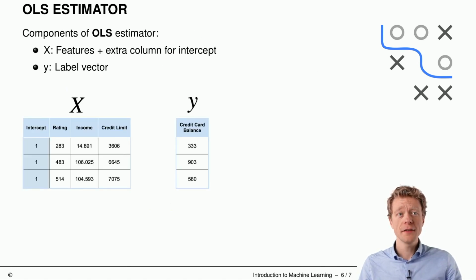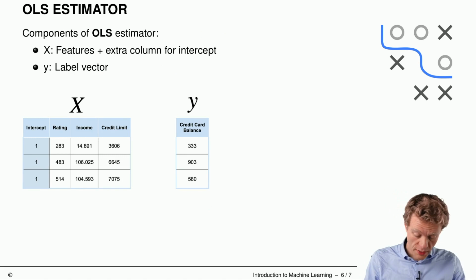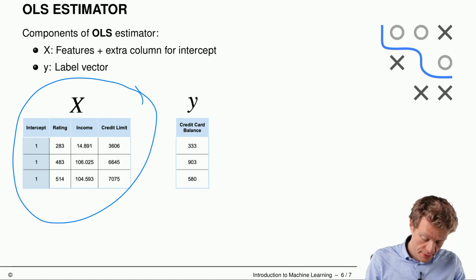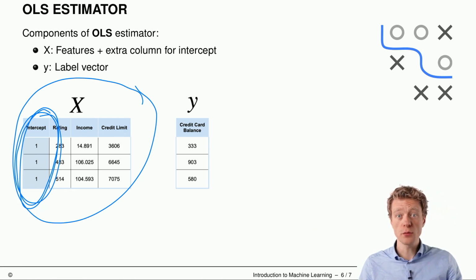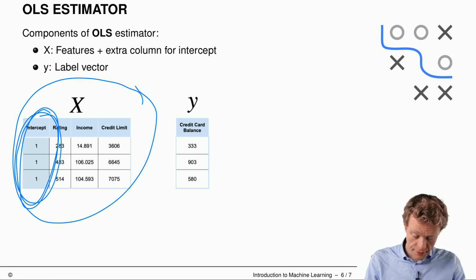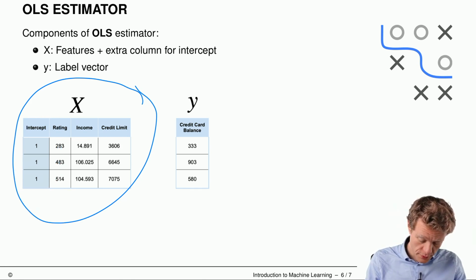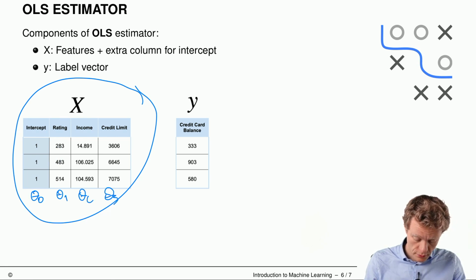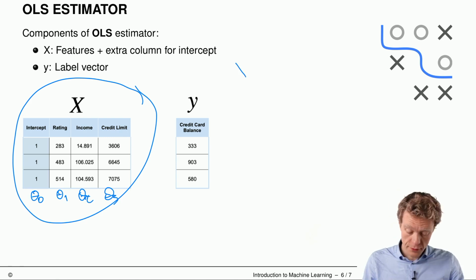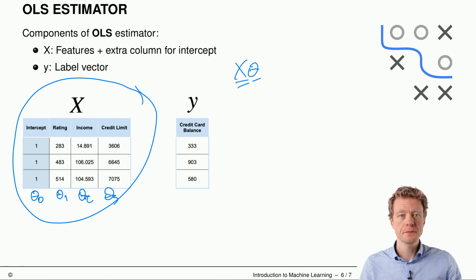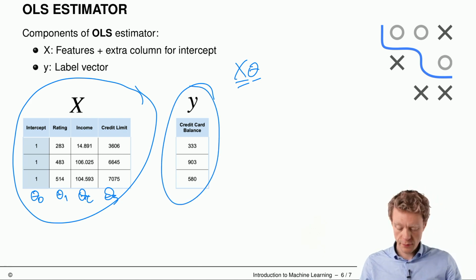What's X and y? For the OLS estimator, we have a design matrix X. An important thing is that we add an intercept column here, which has the value of 1 for each observation. Why do we do this? This corresponds to theta 0. This corresponds to theta 1, 2, and 3. The first column corresponds to the intercept, so we need this one column for this formulation of the problem. And of course y is the target variable, the label vector. This is just as before.